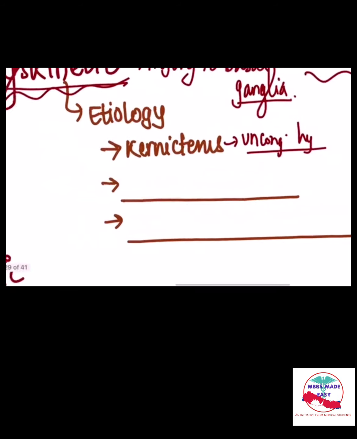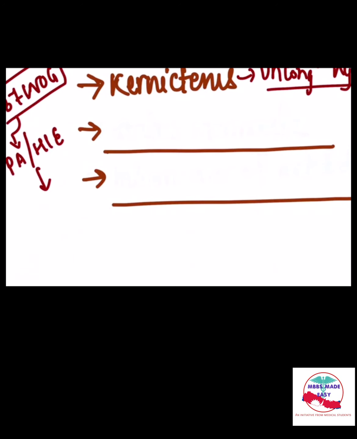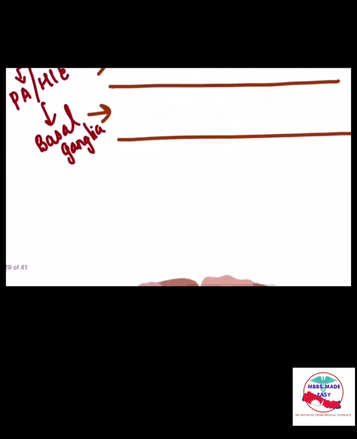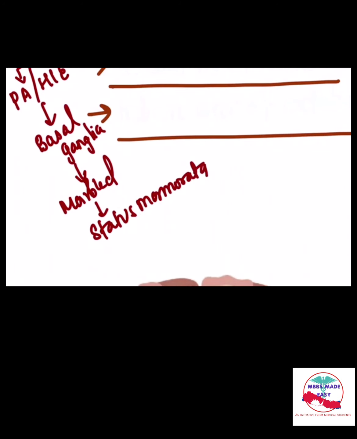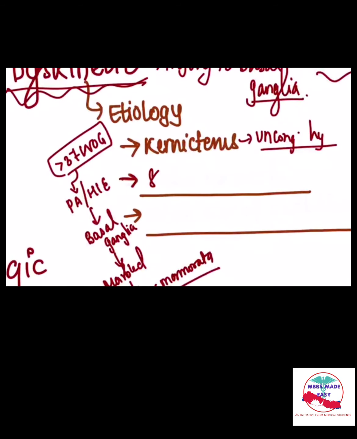Besides that, if a term infant, that's a fully term infant, more than 37 weeks of gestation, undergoes perinatal asphyxia or hypoxic ischemic encephalopathy, then there is a good chance of some kind of damage to the basal ganglia. And this damage, when you do a CT or MRI, will have a typical marbled appearance, and hence is known as status marmorata. So the second cause of dyskinetic cerebral palsy would be status marmorata.